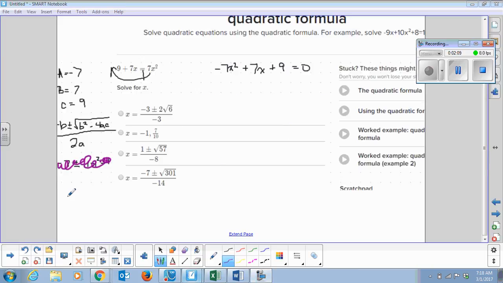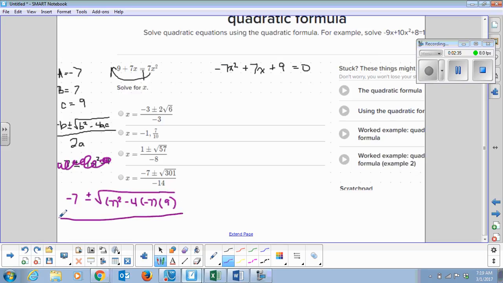Okay, so again, opposite of 7 was negative 7, then we have plus or minus the square root of b, which was 7, and then square it, minus 4. My a is negative 7. So again, be careful with signs. And then my c is 9. And this is all divided by 2 times a, which is negative 7.